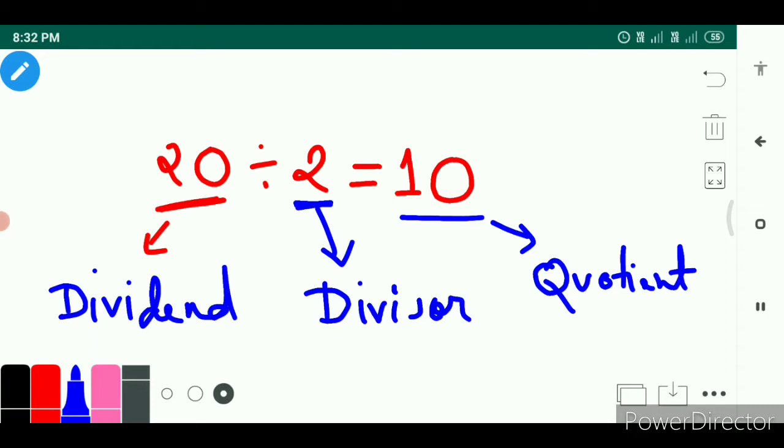So what I said is that the number to be divided is called dividend. The number that divides is called divisor, and the answer is called quotient. Now we'll understand some properties of division, which we will use while dividing any number.